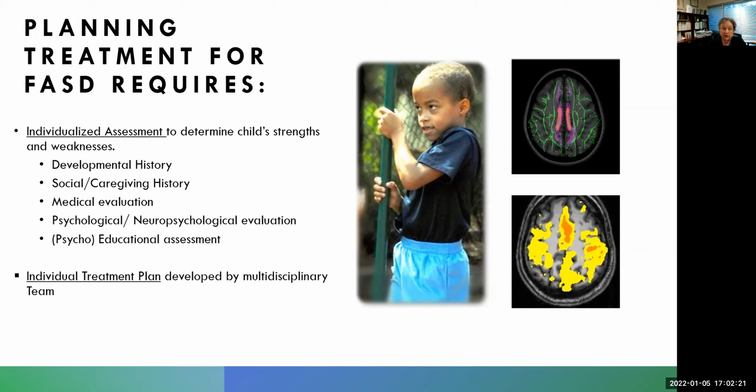To understand behavior and learning, we have to have a psychological and perhaps a neuropsychological evaluation. And because there are so frequently academic problems, it is usually important to have a psychoeducational assessment as well. Based on all of this information gathered by the different experts, we can develop an individualized treatment plan using the expertise of this multidisciplinary team to provide for the best possible plan for treatment of the affected child.